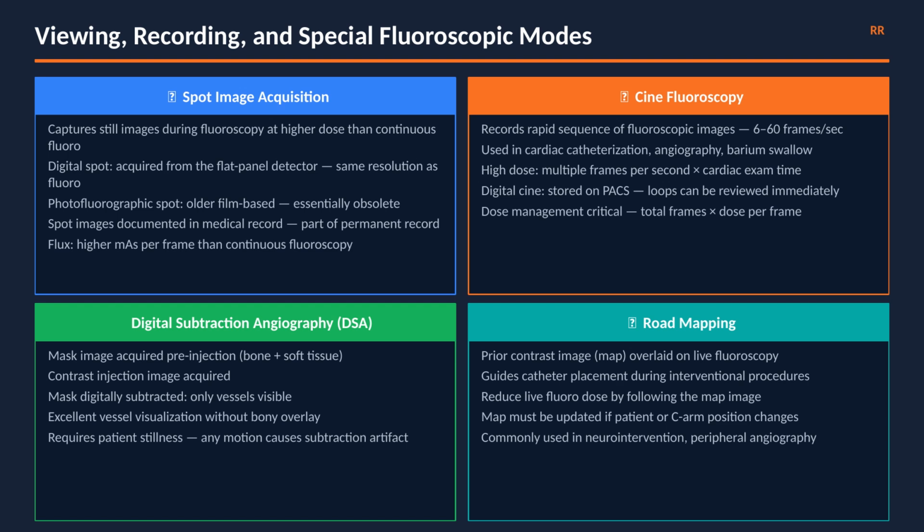Digital subtraction angiography, DSA, a mask image acquired before contrast injection is digitally subtracted from the contrast image. Only vessels remain visible. Requires patient stillness, any motion causes subtraction artifact. Road mapping, a prior contrast image overlaid on live fluoroscopy to guide catheter placement. Reduces live beam-on time by allowing the operator to follow the map. Must be updated if patient or C-arm position changes.